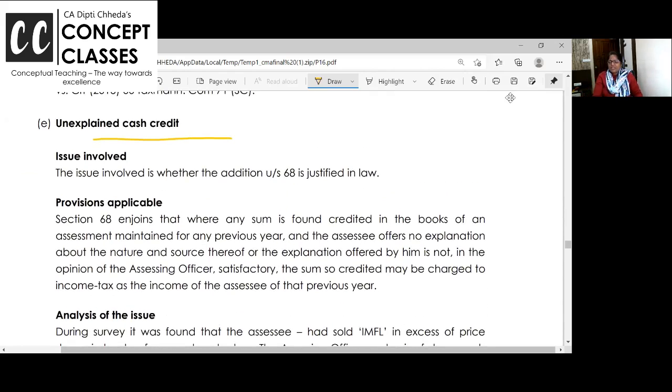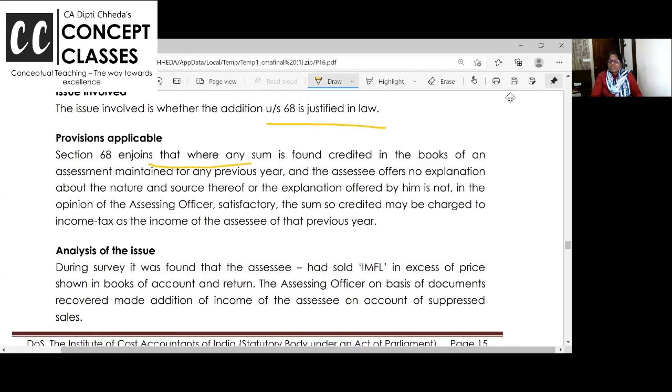Unexplained cash credit under section 68. Section 68 says that where any sum is found credited in the books of assessee and the assessee offers no explanation about the nature and source, the sum so credited may be taxed. So the provision is, if there is some unexplained credit in your books and if you don't show the cash account debit to Murli, now who is Murli? From where did you get the money?